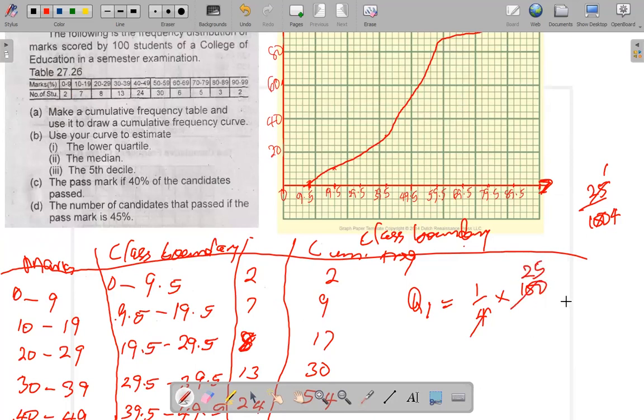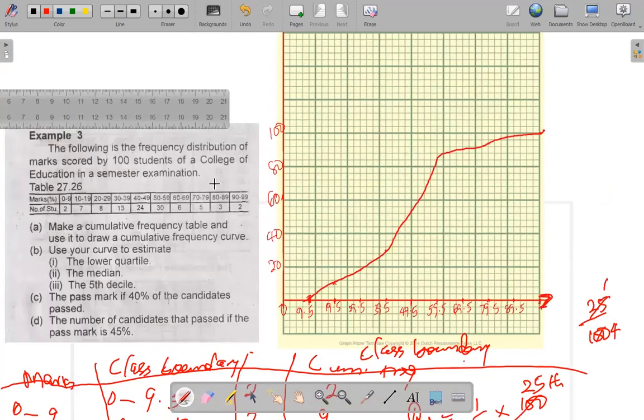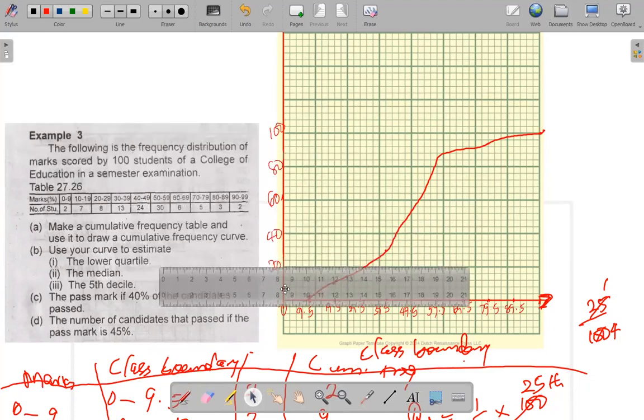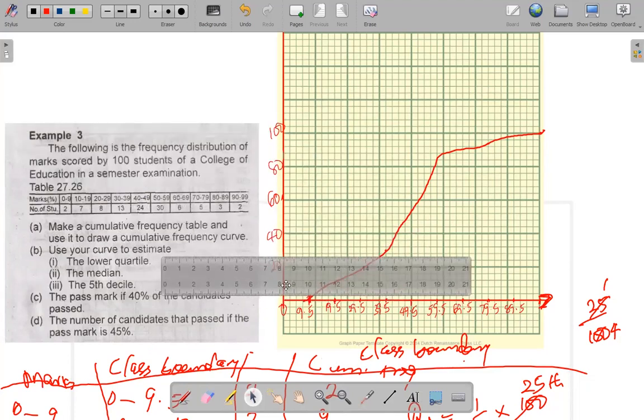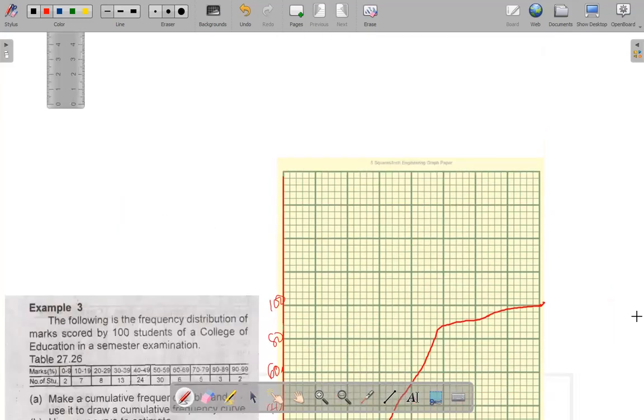It's 25. So 25 cumulative frequency, we go and locate that, and then trace it to the curve, and trace it back to the y-axis. 25. This is 20. This is 24. In between 24 and 26. This is 25. Okay. That's the place where I meet the curve, and then trace it to the x-axis.